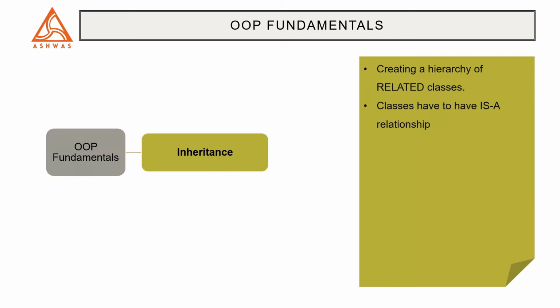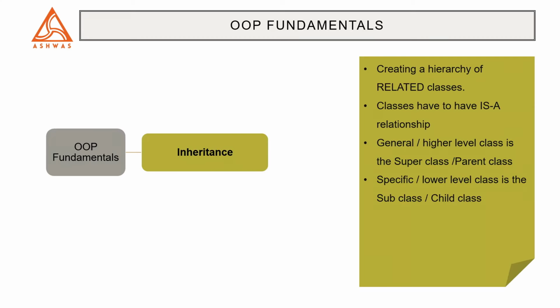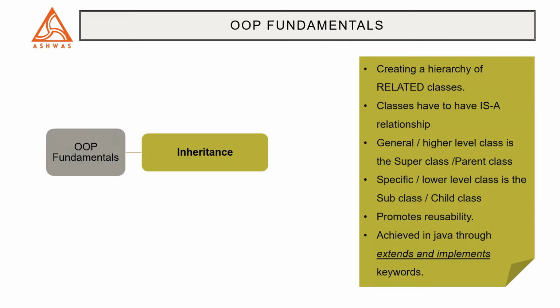So, the classes have to have an is-a relationship with each other. General or higher level class is the superclass or parent class. Specific or lower level class is the subclass or the child class. Again, inheritance promotes reusability. And in Java, inheritance is achieved through the extends and implements keywords.